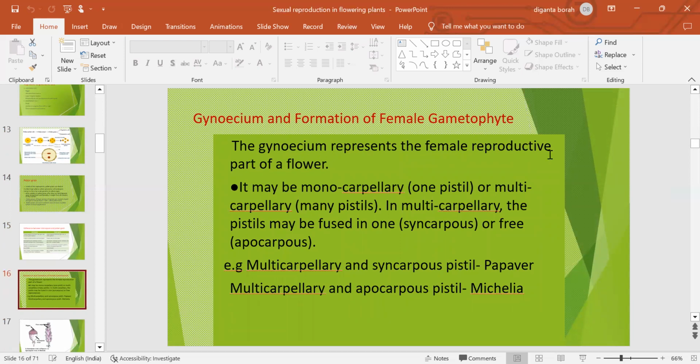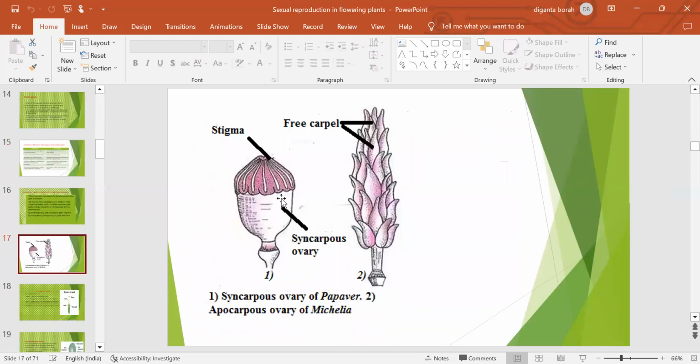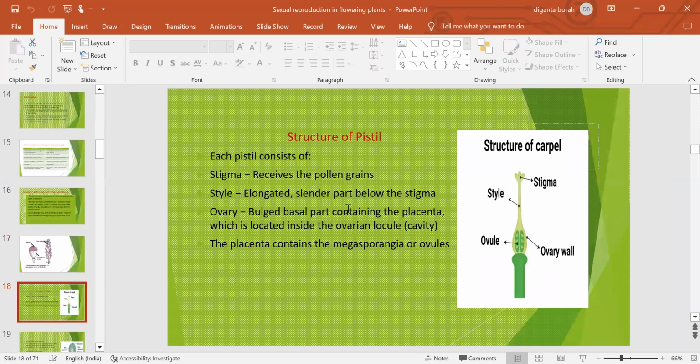Next, gynoecium and formation of the female gametophyte. The gynoecium represents the female reproductive part of the flower, and in some it may be monocarpellary, meaning one pistil is present. If many are present, it is called multicarpellary, and it may be syncarpous or apocarpous. When the pistils are joined, that is called syncarpous. If they are free from each other, that is called free carpel or apocarpous. Next, this is the structure of a carpel. It has three parts: stigma, style, and ovary. Within the ovary, the ovule is present.